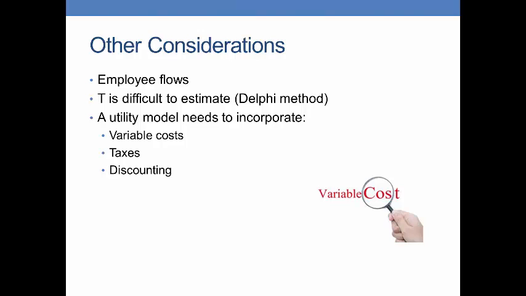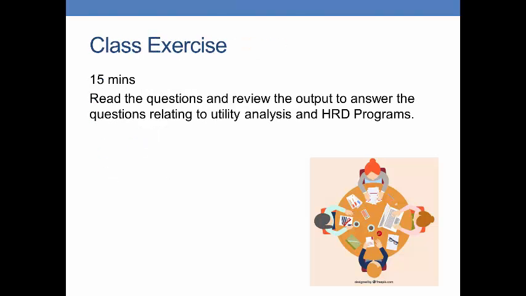One approach suggested is the Delphi method, which is where we get a group of subject matter experts to provide judgments about the duration of the training effect. The experts provide their opinions anonymously, and this information then is fed back to the group for discussion, and then this cycle continues until there is consensus. So this is seen as quite a good way to estimate T. Lastly, we need to think about, with utility analysis and HRD programs, economic considerations. So things like employee flows, variable costs, taxes, and discounting.